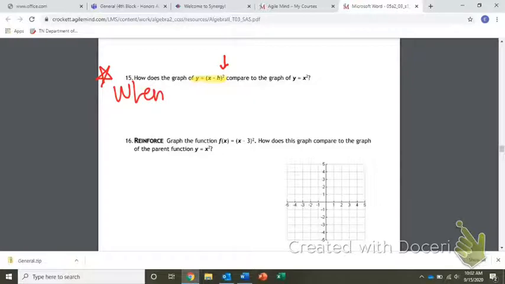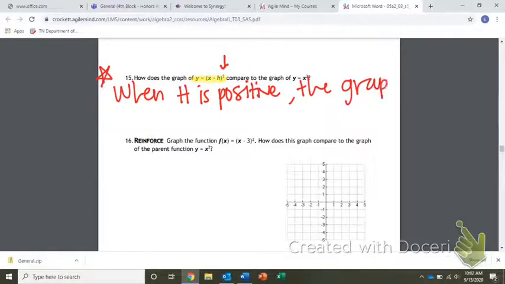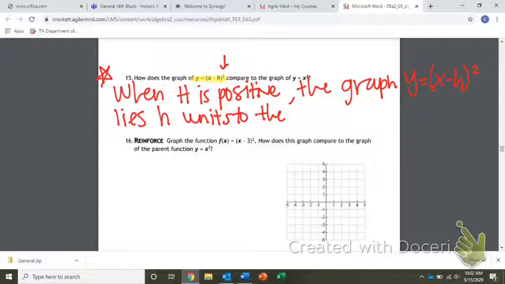When h is positive, the graph y equals x minus h squared lies h units to the right. Okay? An example. Make sure you write this part down.